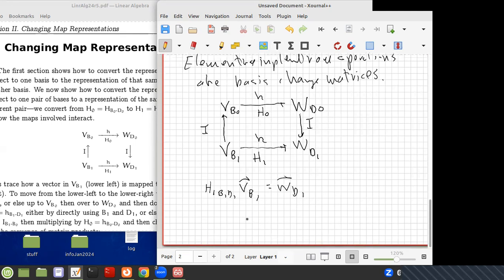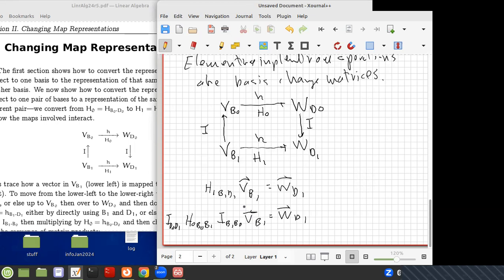But I could also start from vector V in B1 and act with I, from B1 to B0. That changes it to the B0 representation. This is the same vector, but in the B0 representation. Then act with H0, which goes from B0 to D0, and then I can come over with the identity from D0 to D1, and I should get back to W in D1, because it's one map. It should go to the same thing.